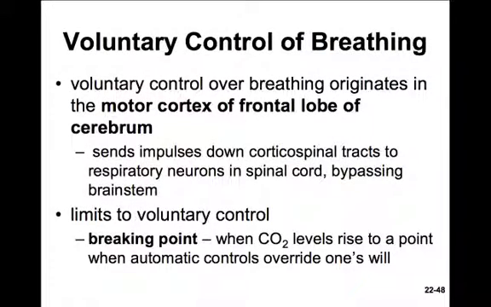The voluntary control we have over breathing originates in the motor cortex of the frontal lobe. It sends impulses down the corticospinal tracts to the respiratory neurons and bypasses the brainstem. As you know, we can have a fairly wide degree of control over our own breathing. However, there are limits. There's a breaking point, and it's mostly triggered by CO2 levels. When CO2 levels get too high, the autonomic controls override one's will. You all know that a child can't hold their breath until they suffocate. This is that breaking point.